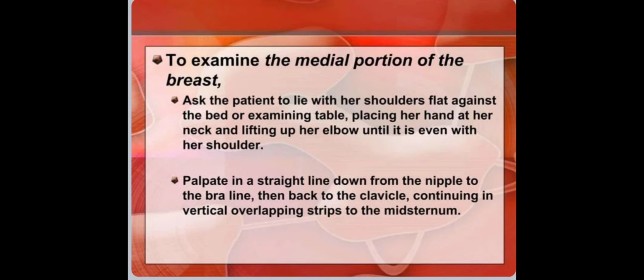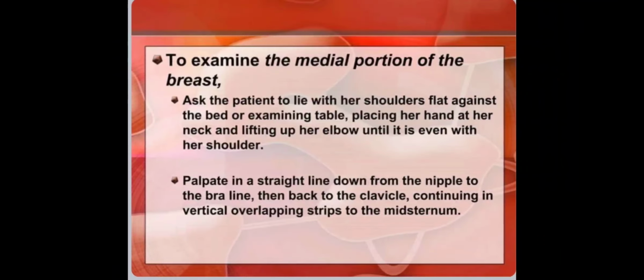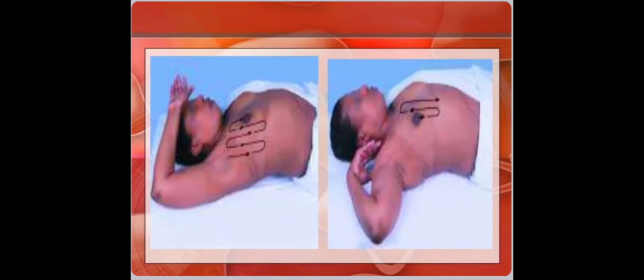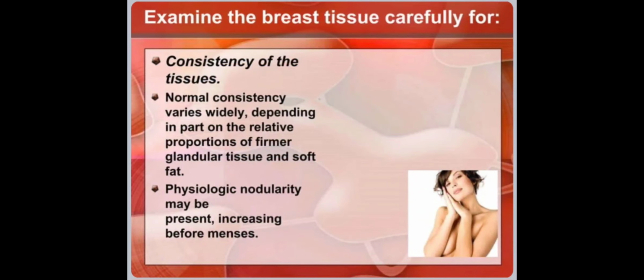or examining table, placing her hand behind the neck and lifting her elbow until it is even to her shoulder. So palpate in a straight line down to the nipple, to the bra line, and then back to the clavicle, continuing in vertical overlapping to the mid-sternum. Ito po yan siya. Ayan, no? So, examine the breast tissue carefully for consistency of the tissues.